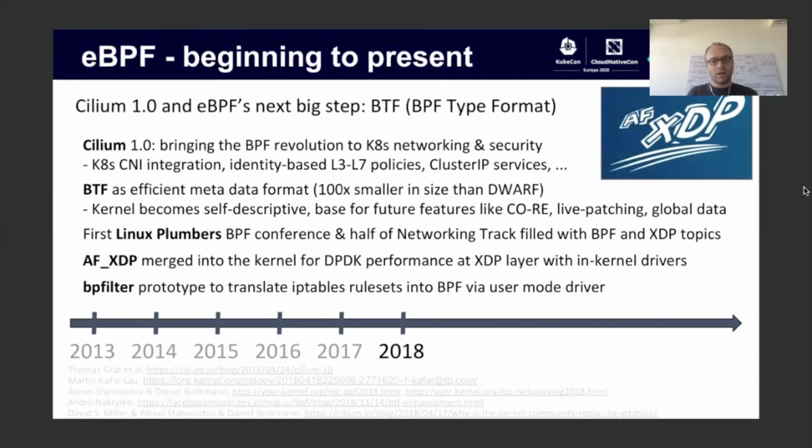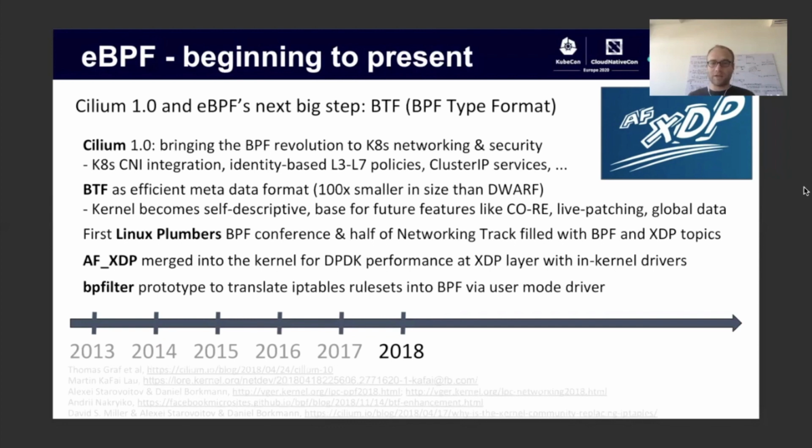AF_XDP is another socket type in Linux networking that got merged in the same year. What it basically provides is zero copy for network packets right out of the driver layer, and you can then push them into user space. It offers a similar feature to what the DPDK toolkit, for example, does, except in the case of DPDK, those network drivers have to be written and maintained in user space. With AF_XDP, you can get the same performance benefits while reusing kernel drivers, so that network device management is much easier, and all that happens at the XDP layer.